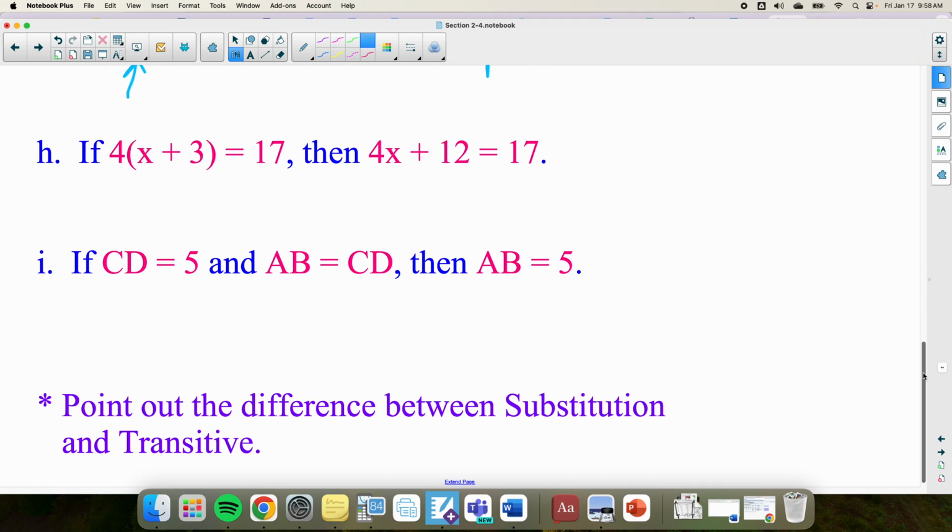What do you guys think for the next one? Yep, they just distributed the 4. So this is DIST prop.